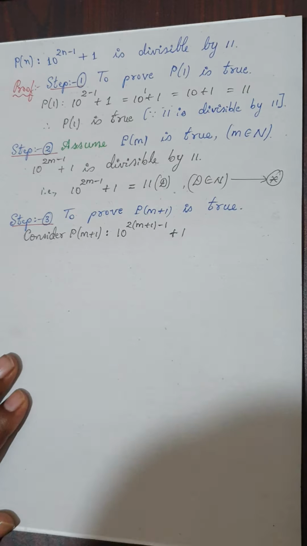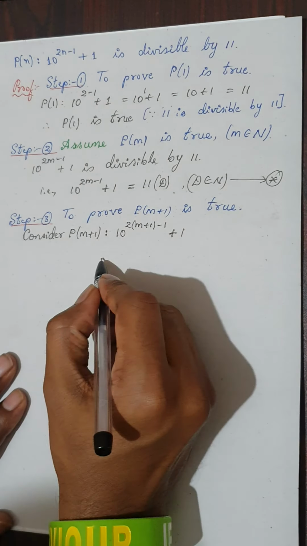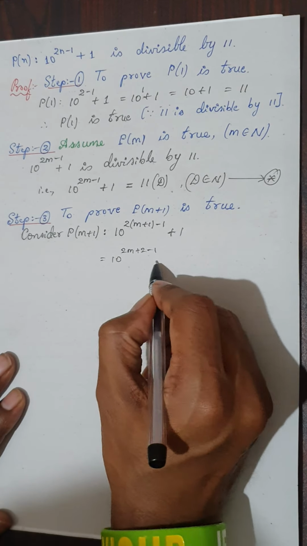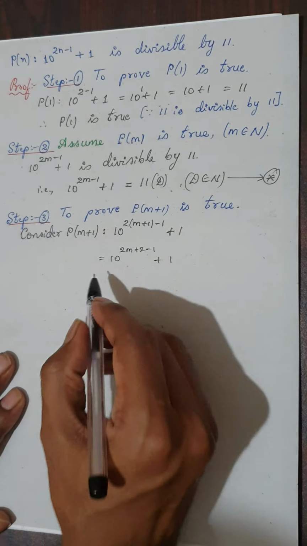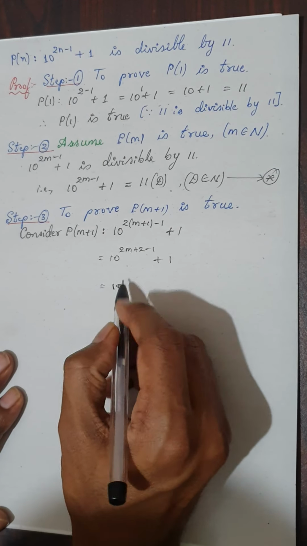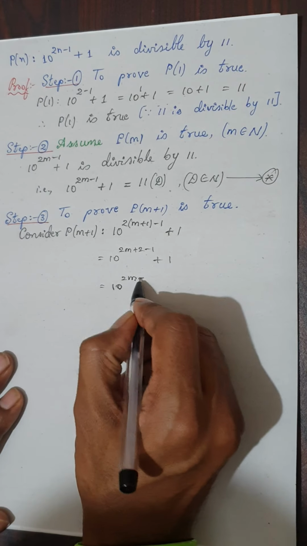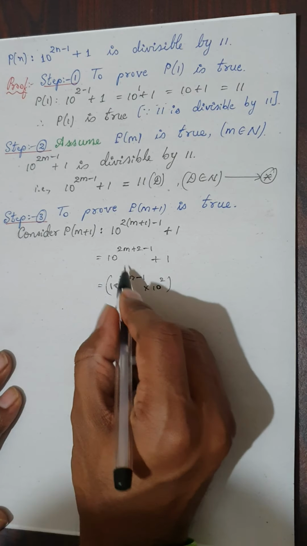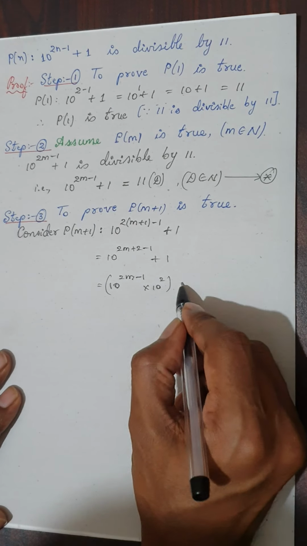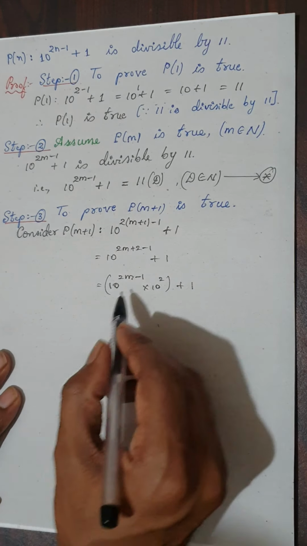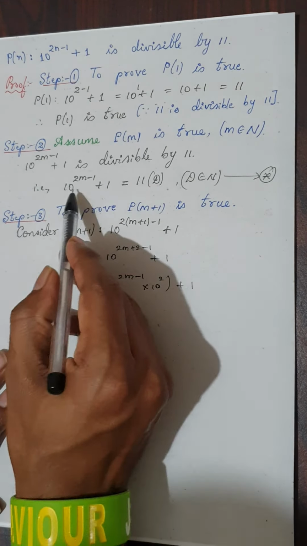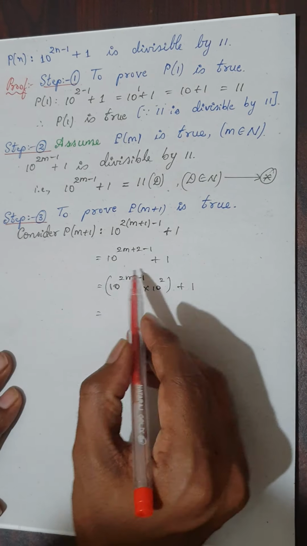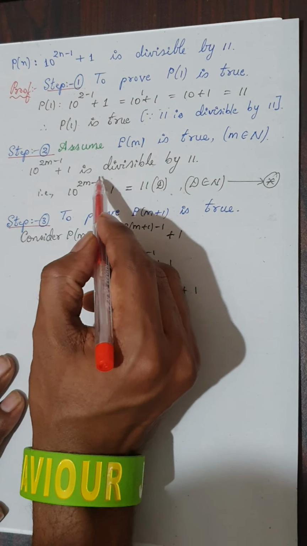So this will actually be equal to 10 power 2m plus 2 minus 1 plus 1. So this is nothing but 10 power 2m minus 1 into 10 power 2. I'm splitting the terms, please be careful. 10 power 2m minus 1 into 10 power 2 plus 1. Is it clear? Why I split this is because I will use this in such a way that in place of this 10 power 2m minus 1, I'm going to write this, just club this.